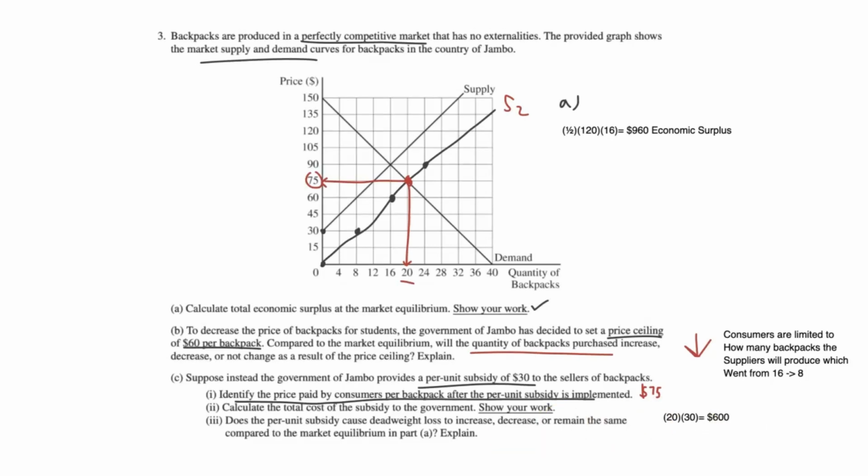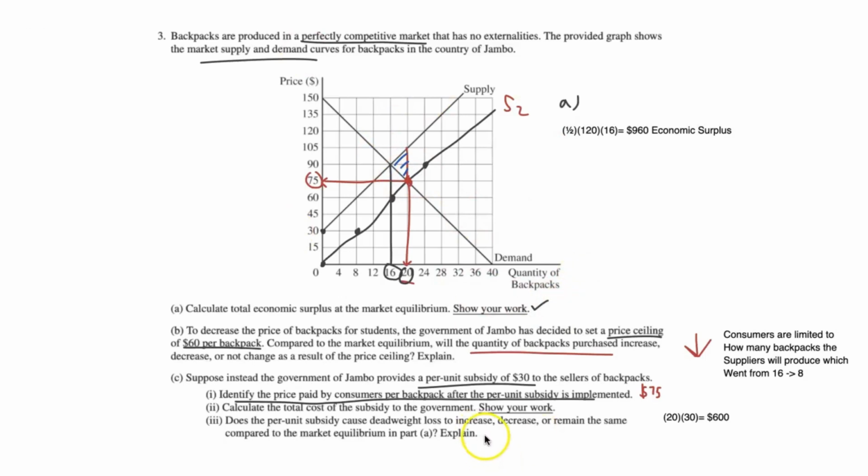All right, let's move on to the last part of C. It says, does the per unit subsidy cause a deadweight loss to increase, decrease, or remain the same compared to the market equilibrium in part A? Explain. We know in part A that the deadweight loss is 0, right? Because we're producing at the allocatively efficient quantity, which is 16. But at this new value after the subsidy, we're producing 20, right? People want 16, but now we're producing 20, which means we're not producing at the allocatively efficient point, and we're losing efficiency somewhere there, right? Where are we losing that efficiency? Well, it's right here represented by this box right here. Let's shade that in blue. That is our deadweight loss for our graph after the subsidy, okay?